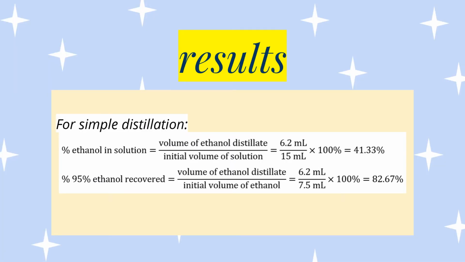For simple distillation, the percent ethanol in solution was 41.33%. Percent ethanol recovered is 82.67%. However, these values are not reliable, which can be explained by the distillation curve of the simple distillation method. It is hard to determine the exact point at which the distillation of ethanol is complete. The gentle slope in the graph shows that the distillate may have higher concentrations of water in it, lowering purity.